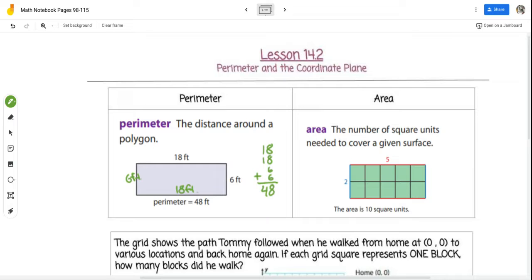Okay? Now, area is a little bit different. With perimeter, you're just measuring the outside edge. How long is it around the outside edges of the polygon? With area, though, you're measuring the inside space of a polygon, the inside space.